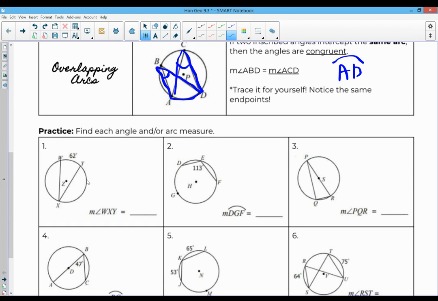All right, so now let's practice finding each angle and or arc measure.